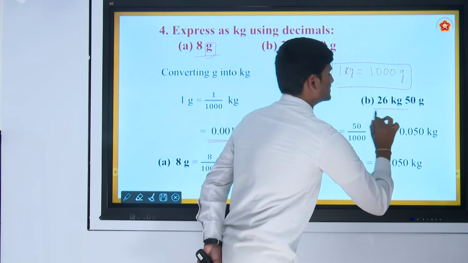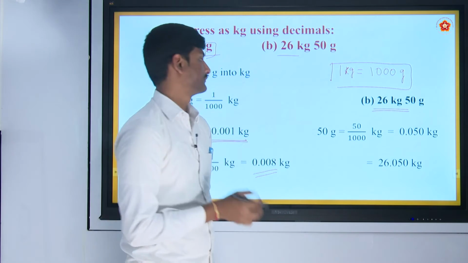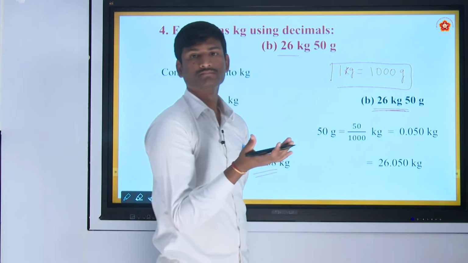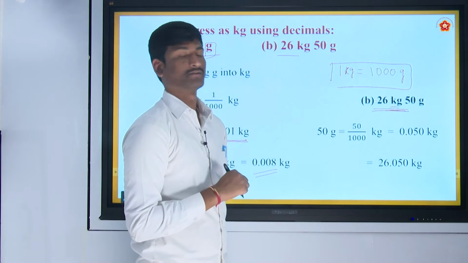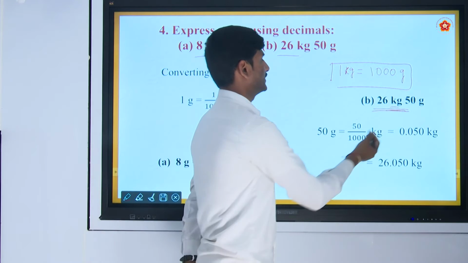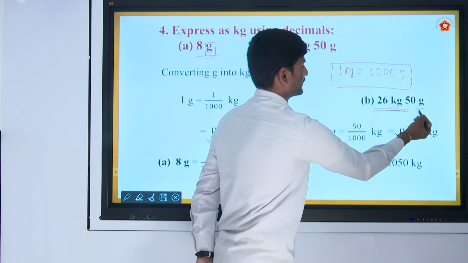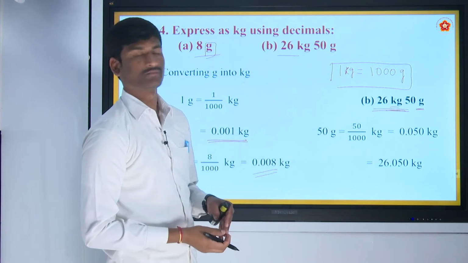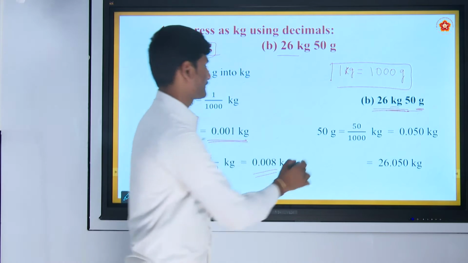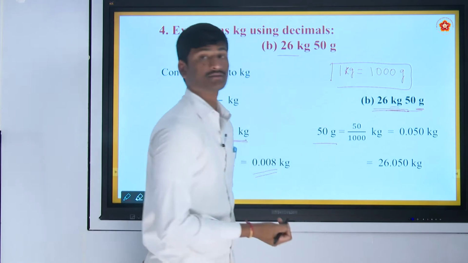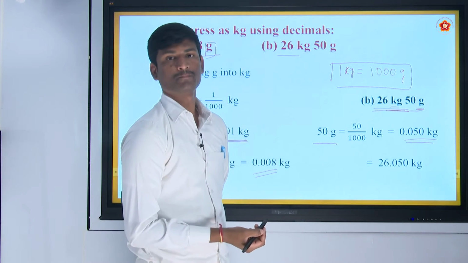Here 26 kg, 50 gram. This one, 26 kg, is a whole number. Here both units are different. We write the whole part in kg. Okay. We convert gram into kg. We already know 50 gram is equal to 50 divided by 1000 kg. 50 gram is equal to 0.050 kg.